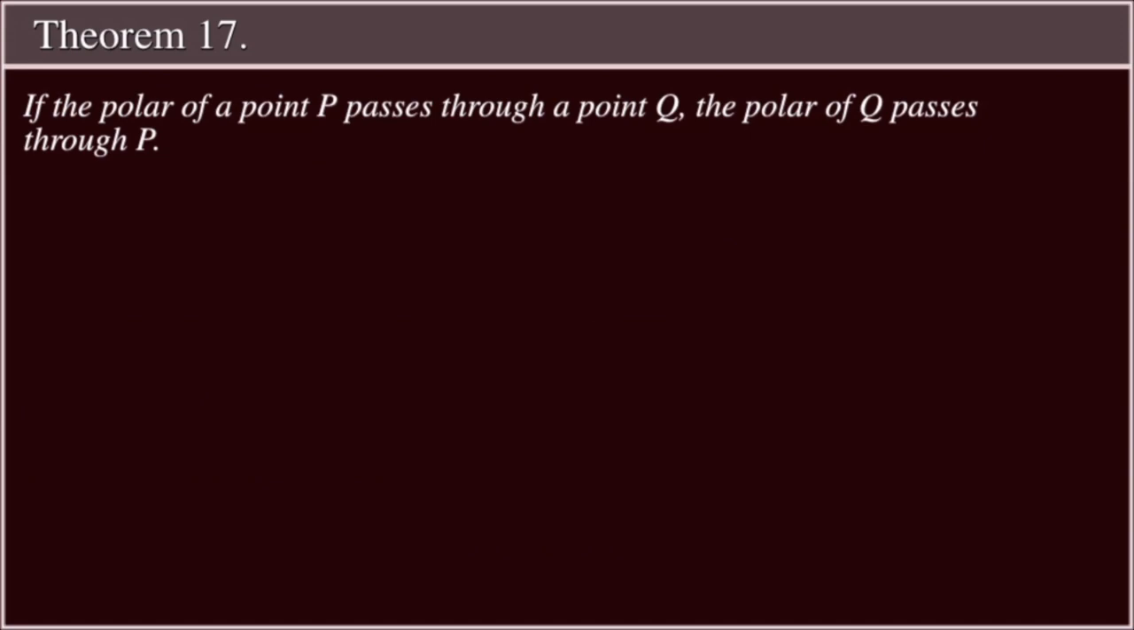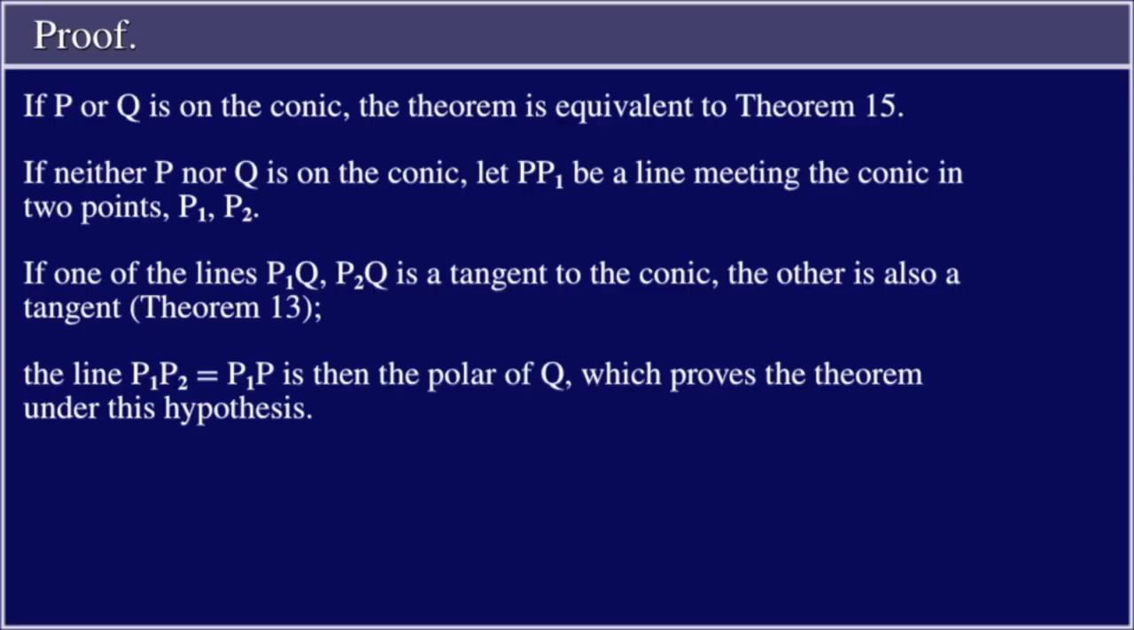Theorem 17. If the polar of a point P passes through a point Q, the polar of Q passes through P. Proof. If P or Q is on the conic, the theorem is equivalent to Theorem 15. If neither P nor Q is on the conic, let p1 be a line meeting the conic in 2 points P1, P2. If one of the lines P1Q, P2Q is a tangent to the conic, the other is also tangent.